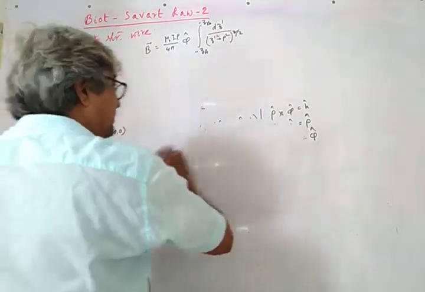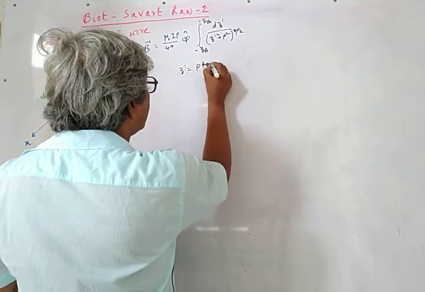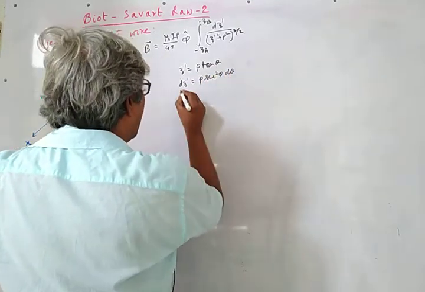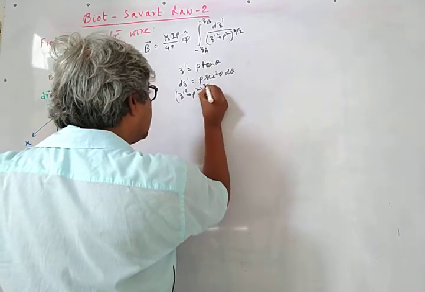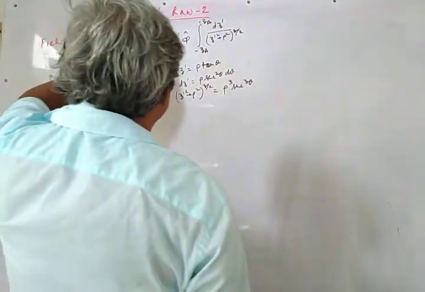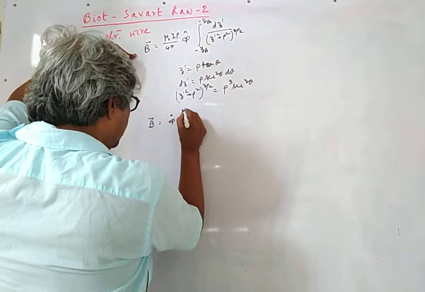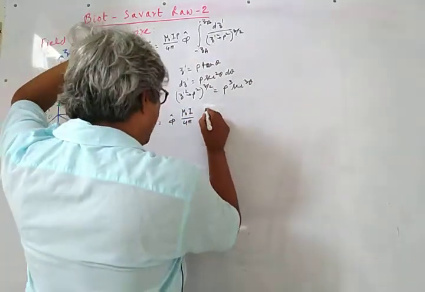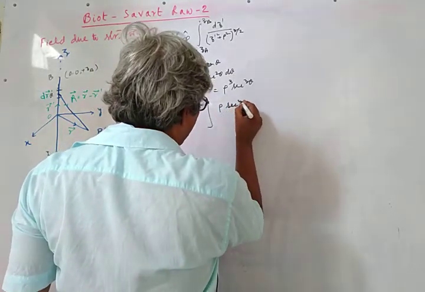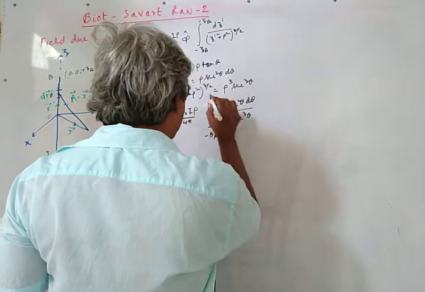To evaluate the integration, it is easier to introduce a variable like this: z prime is equal to rho tan theta, so that dz prime is equal to rho sec square theta d theta, and z prime square plus rho square to the power 3 by 2 is equal to rho cube sec cube theta, and the limits are... So the thing becomes B equal to phi cap mu 0 I upon 4 pi, and rho is there, and this is rho sec square theta d theta over rho cube sec cube theta, from minus theta a to plus theta b.